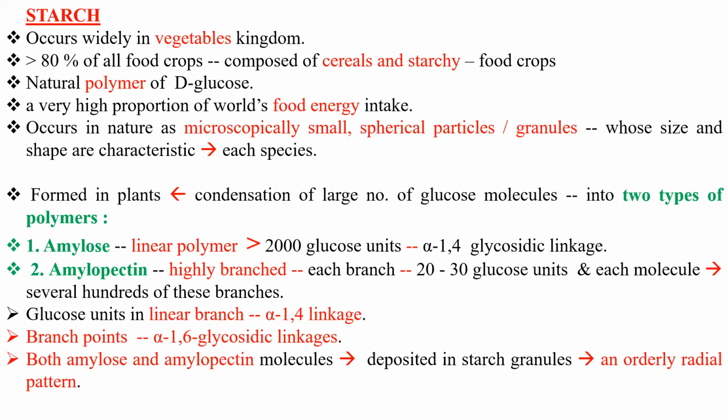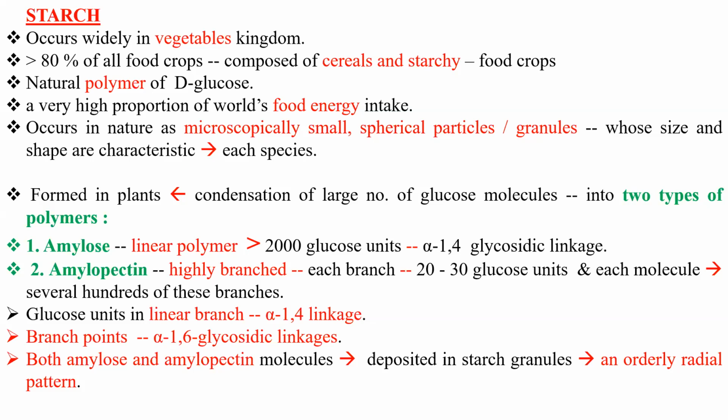First of all, we will discuss starch, which occurs widely in the vegetable kingdom. More than 80% of all food crops are composed of cereals and starchy food crops. Starch is a natural polymer of D-glucose. A very high proportion of the world's food energy intake is provided by starch alone. It occurs in nature as microscopically small spherical particles or granules whose size and shape are characteristic for each species.